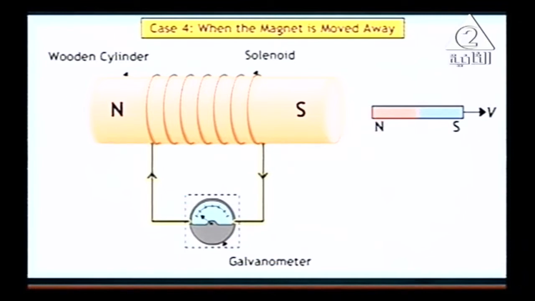So when the north pole is pulled away from the coil, the direction of the current is reversed, and a south pole is produced at the end of the coil facing the north pole of the magnet, to oppose the removal of the magnet. So in both cases, the current flows in a direction such as to oppose the motion. We've got something important to mention here.